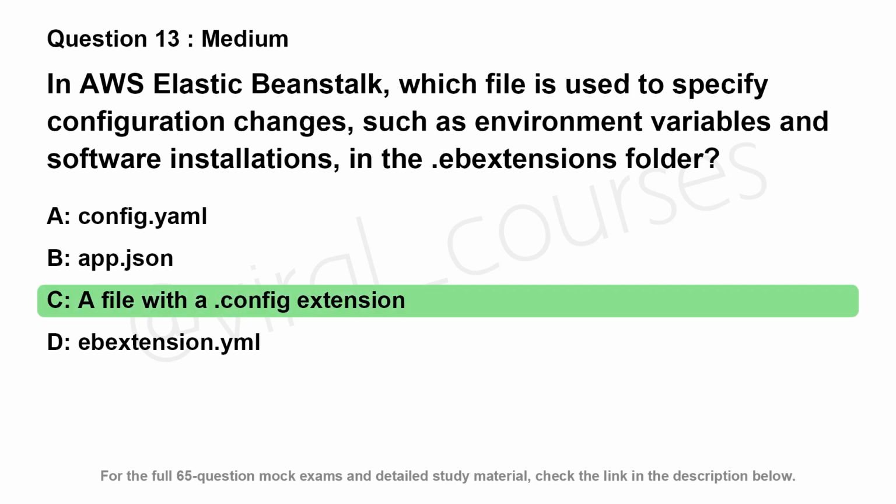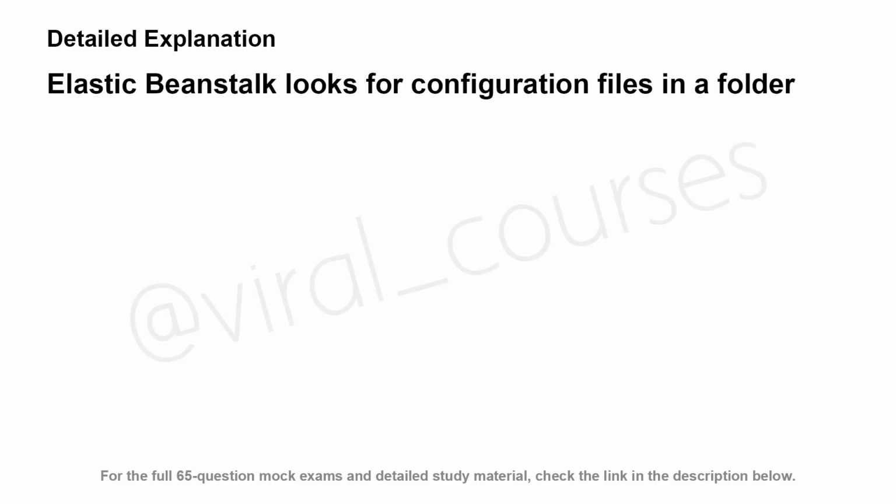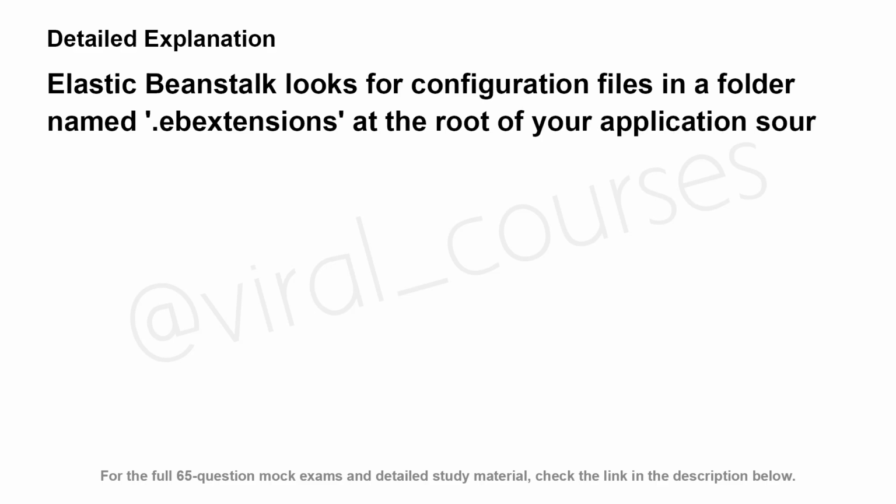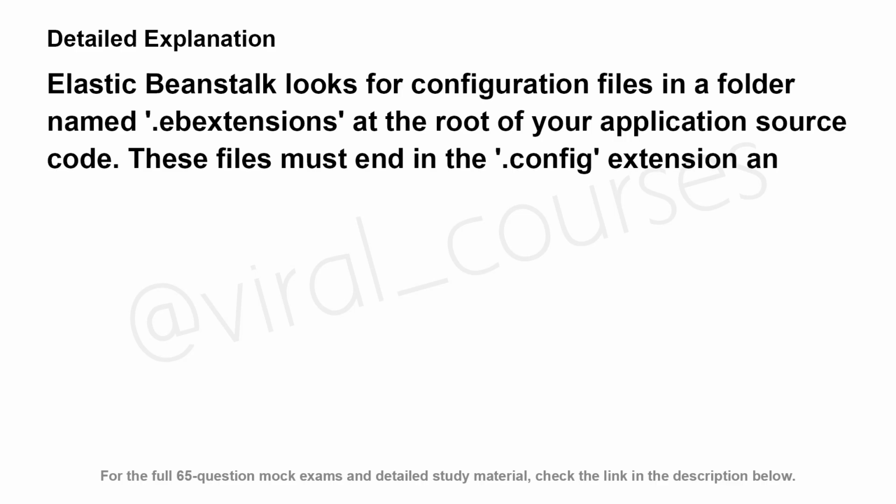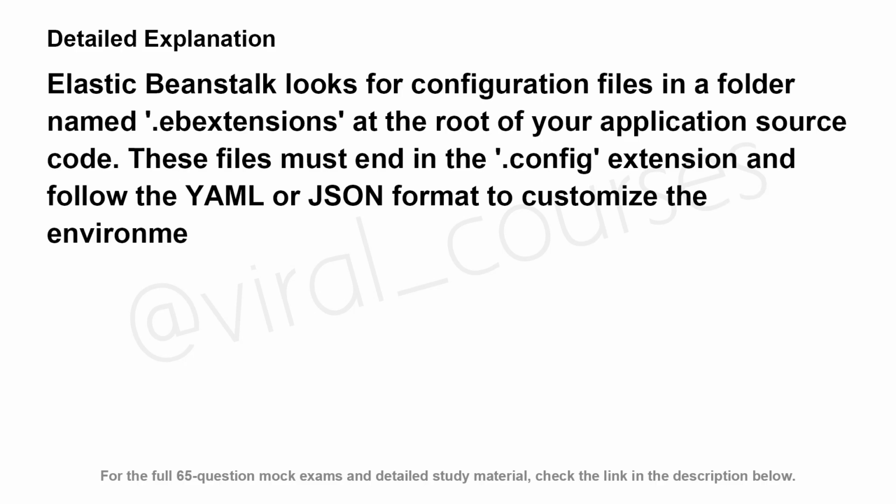The correct answer is C. Elastic Beanstalk looks for configuration files in a folder named .ebextensions at the root of your application source code. These files must end in the .config extension and follow the YAML or JSON format to customize the environment.